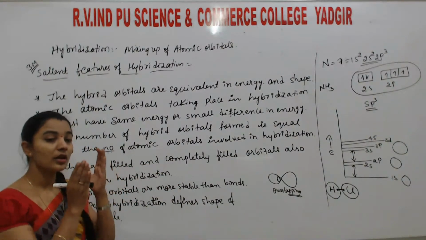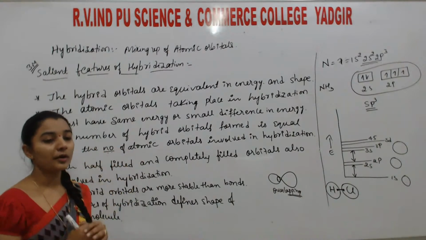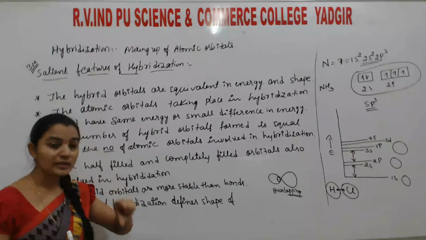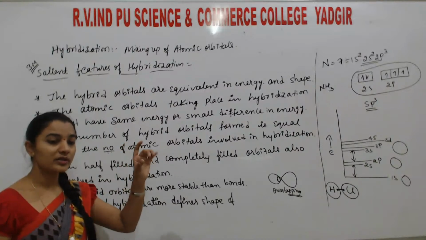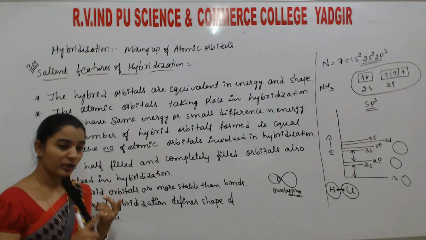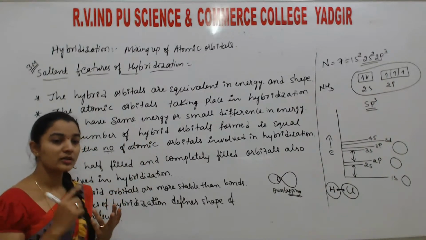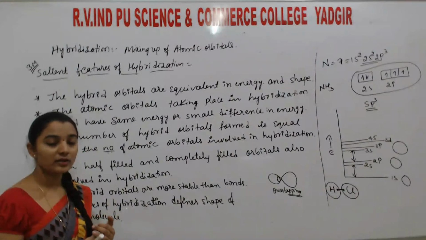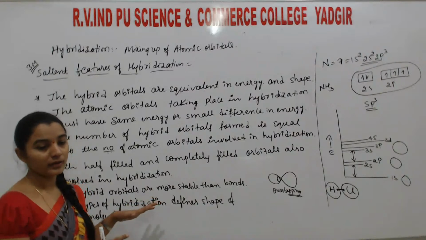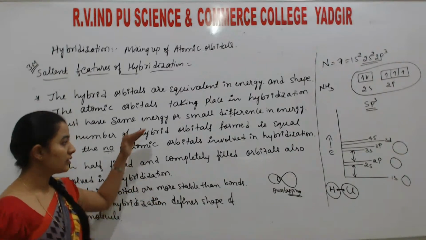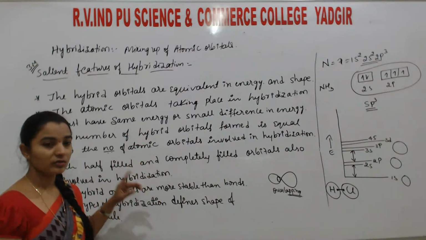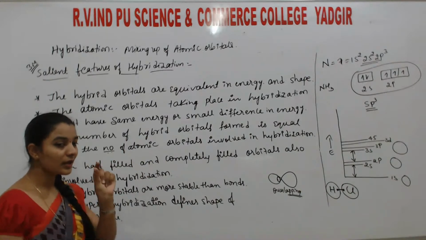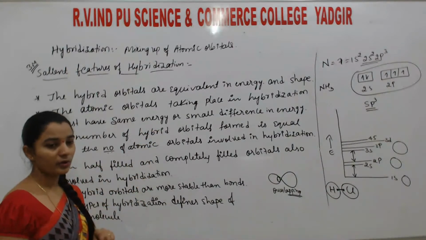Only the formation or overlapping of the atomic orbitals it explains, and it fails to explain how the bonds actually take place. Why three bonds take place, why two bonds, why only five bonds, why sideways overlapping takes place, why axial overlapping. It fails to explain that. So to overcome that, this hybridization is introduced. That valence bond theory is a key concept for this hybridization.